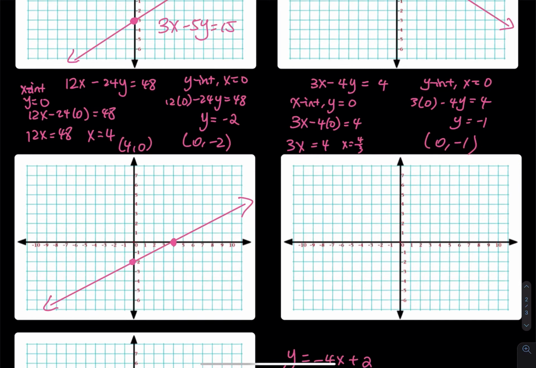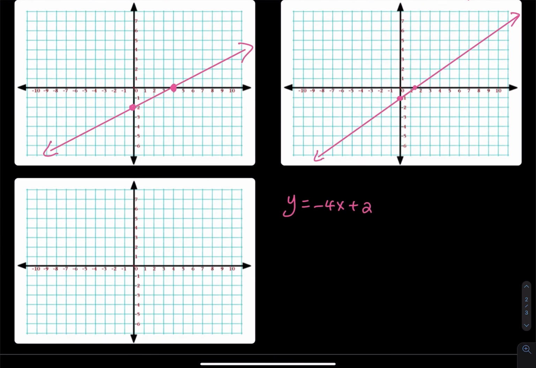So 4 over 3. You can approximate that: if you take 4 divided by 3, that is about 1.3. So the x-intercept is (1.3, 0), which is right here. And then the y-intercept is (0, negative 1), which is over there. And then you connect them, and then you extend the line to get the graph of this linear equation.